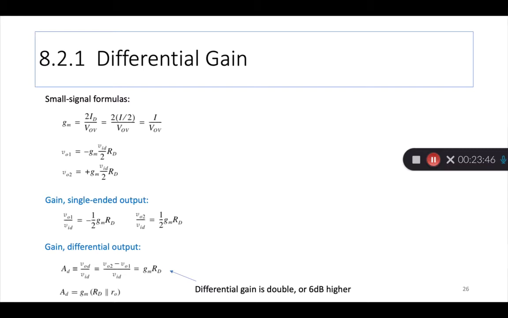So you get double the gain, and that double the gain is actually 6 dB higher. Remember, this is voltage gain. If it was power gain, it would be 3 dB higher, because a double means 3 dB with power. But with voltage, you use 20 log V2 by V1, right? So differential gain in this case is 6 dB higher than single-ended gain.